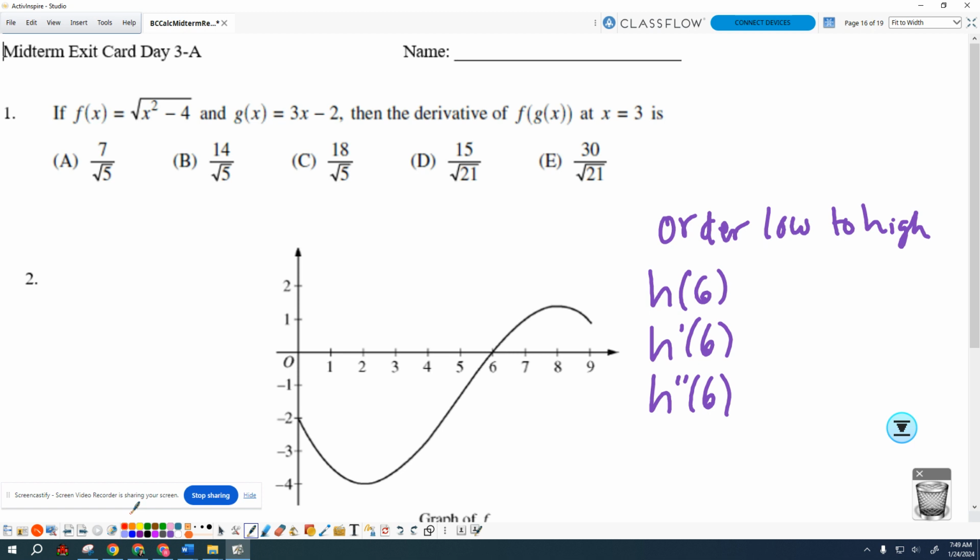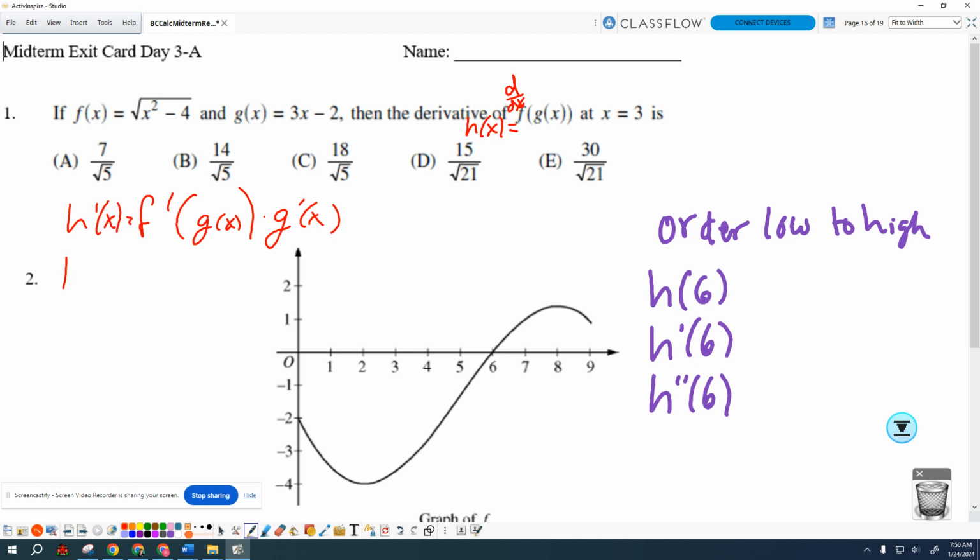We need to find out what f of g of x equals at x equals 3. And f of g of x is a function. Okay, so derivative of this composite. It says, what is the derivative of this composite? So it's asking you to do chain rule. The derivative of the outside function, leave the inside alone, times the derivative of the inside. And then it says evaluate that at 3.